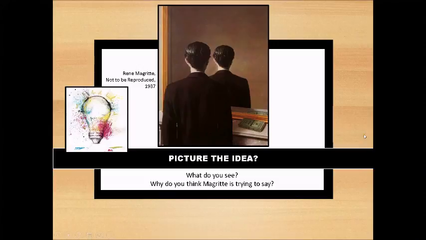That last example was pretty easy and straightforward. Let's get a little more complicated. Look at this image by René Magritte. It's called Not to Be Reproduced. What do you see? What do you think Magritte is trying to say? Again, I want you to discuss this in your small groups and back up your ideas with your specific findings, those things that you are seeing in the artwork that lead you to your idea of what Magritte is saying.